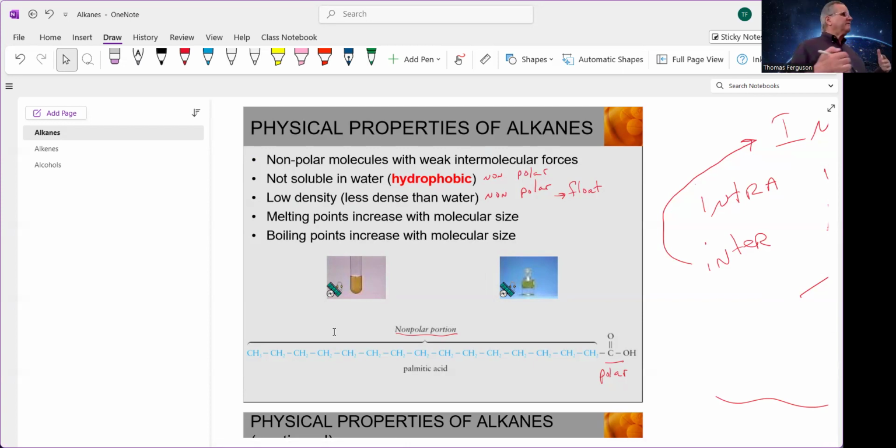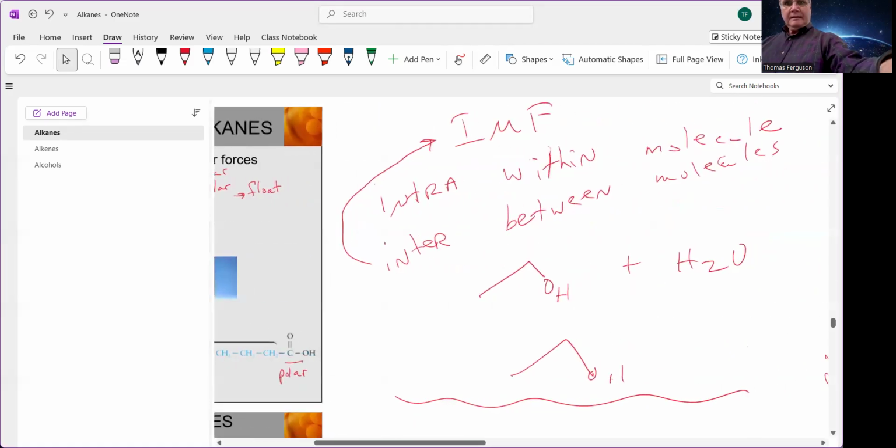And alkanes have very weak intermolecular forces. Now, in the next week on Tuesday, I'm going to talk more detail about intermolecular forces. But intermolecular forces between alkanes are very weak. Hence, they have a low boiling point. I abbreviate that with IMF.